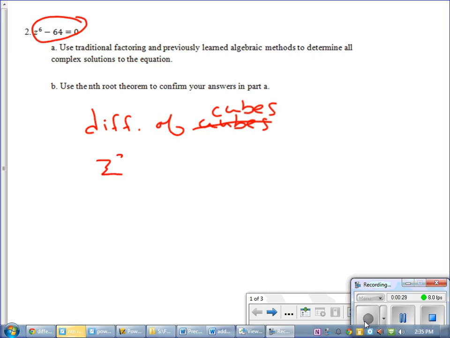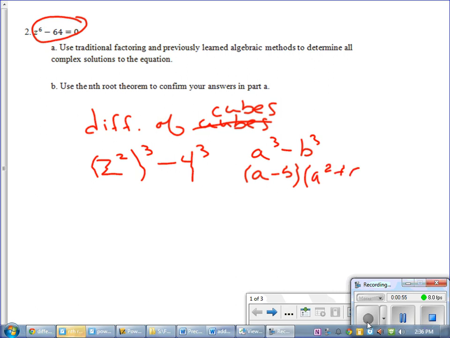And it's actually z squared cubed minus 4 cubed. And the difference of cubes pattern says that if you have a cubed minus b cubed, the factors are a minus b times a squared plus ab plus b squared.